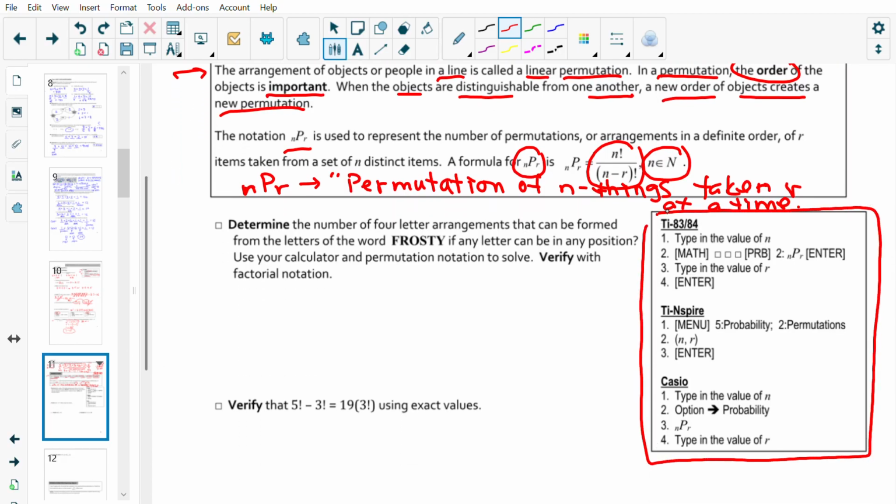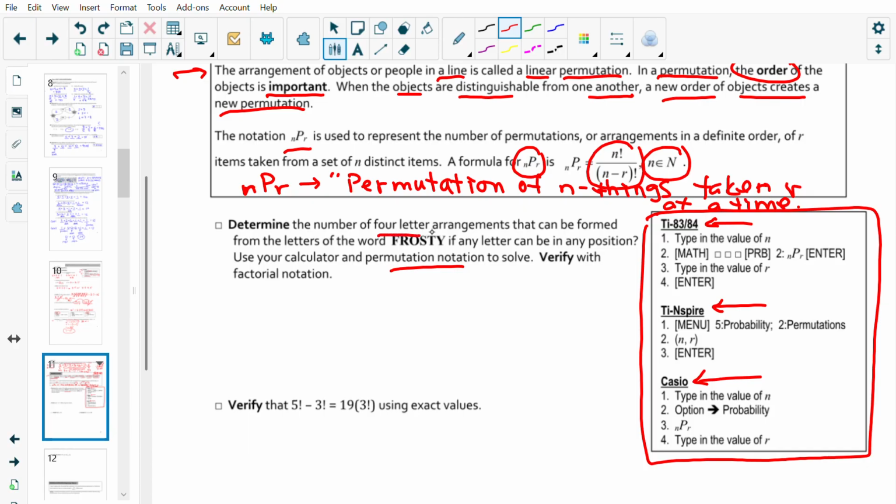Here we go. The expectation before you come to class is that you know how to do permutation operations through your probability functions on your calculators. Okay, so let's do a couple examples. Determine the number of 4-letter arrangements that can be formed from the letters of the word frosty if any letter can be in any position. Use your calculator and permutation notation to solve. Verify with factorial notation.